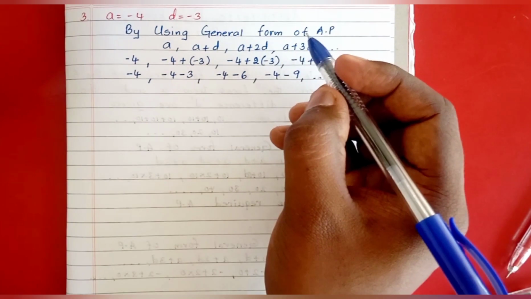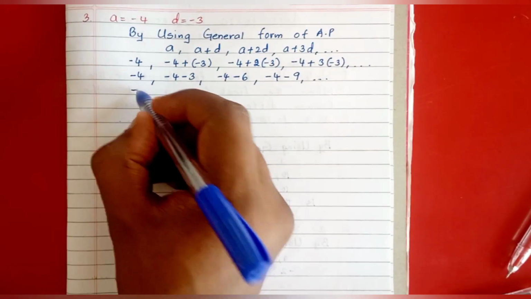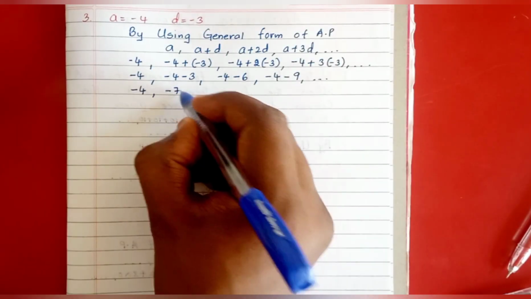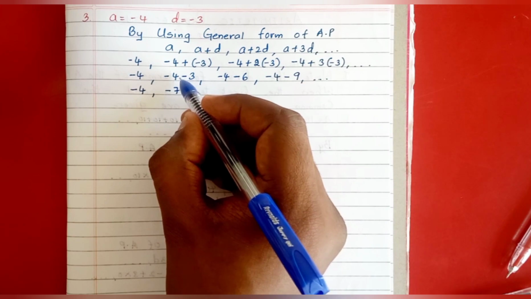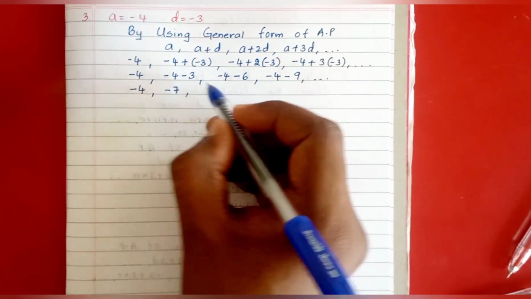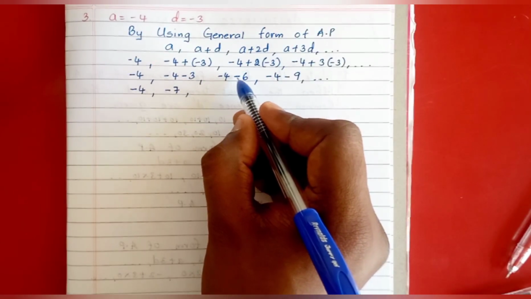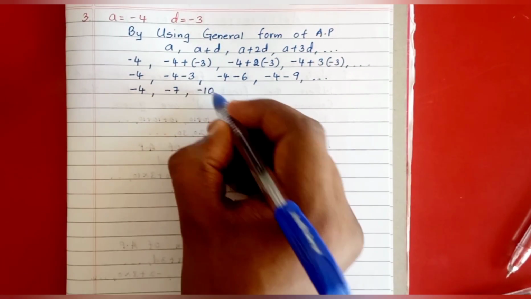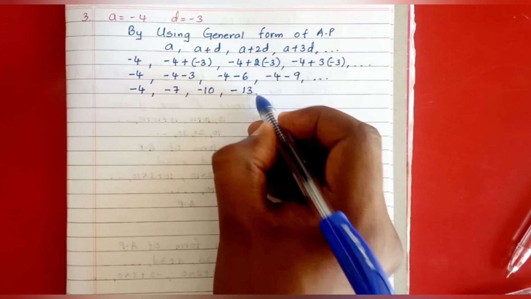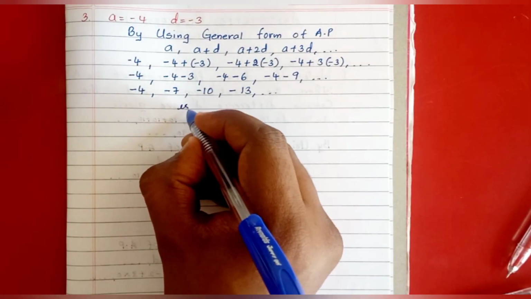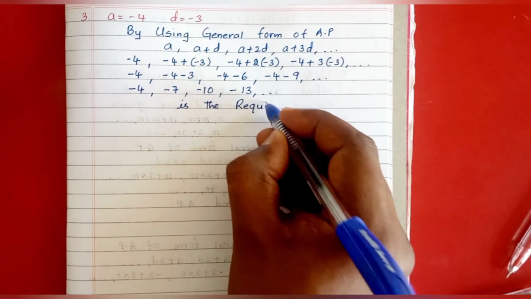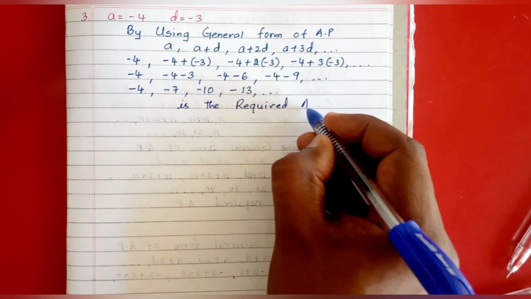Now again the next step, minus 4 as it is. When you're adding two negative numbers, you should add and put the bigger number's sign. 4 plus 3 is 7, bigger number sign is minus. Now minus 4 minus 6 is minus 10. 6 plus 4 is 10, bigger number sign is minus. In the same way, we get 9 plus 4 is 13, bigger number sign is minus. So minus 4, minus 7, minus 10, minus 13, and the list goes on is the required AP.